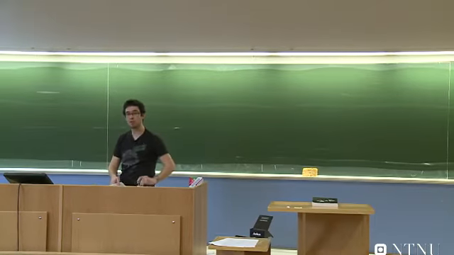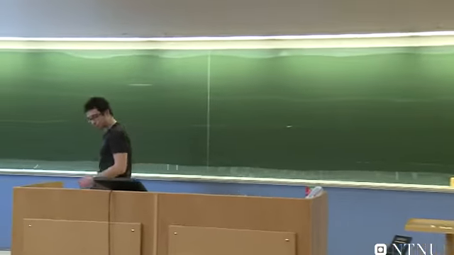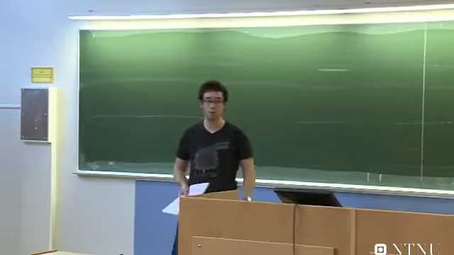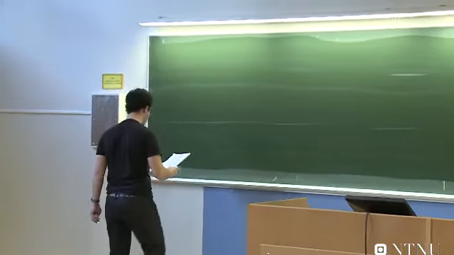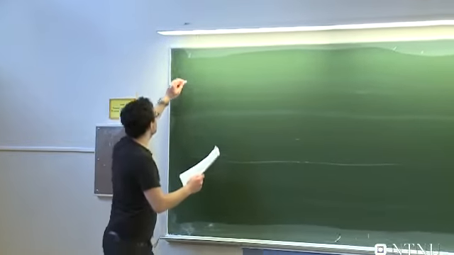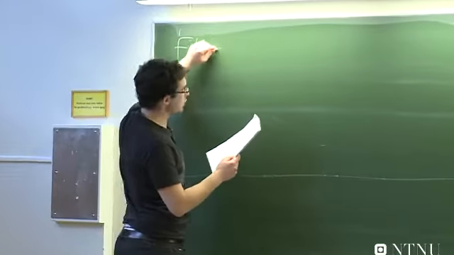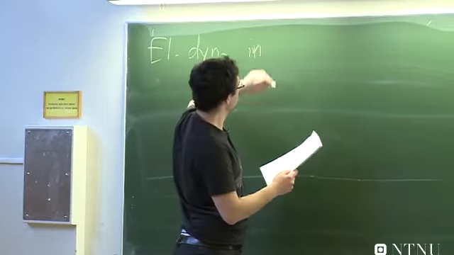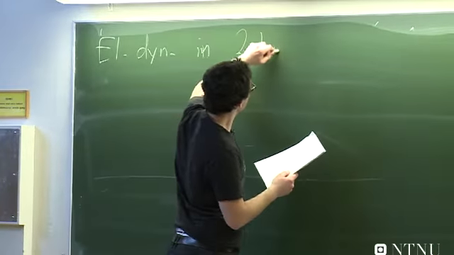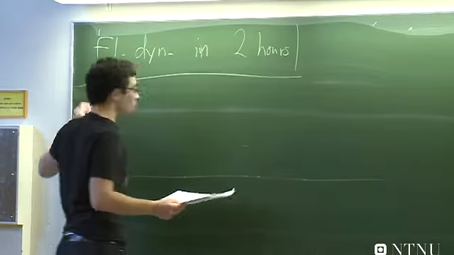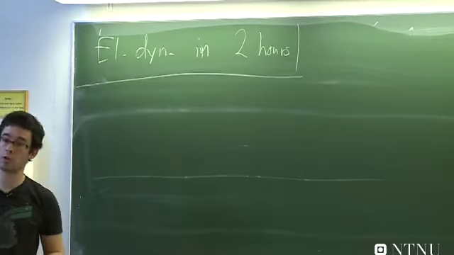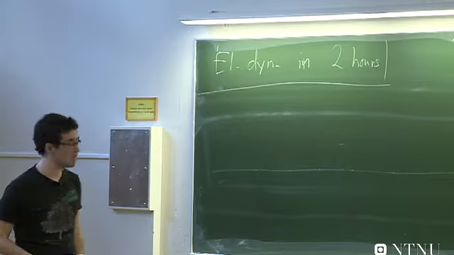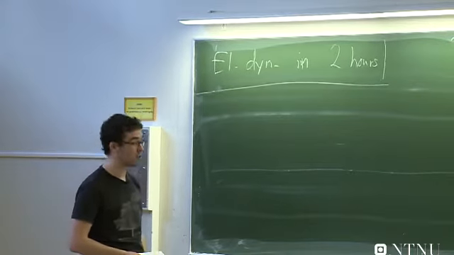We're going to finish off this course now by, let's see, basically repeating the whole course in 2 or 3 hours. So the title is Electrodynamics in 2 hours. And the point is to repeat the key points of the whole course. So we'll see if I succeed in doing that in so short a time.